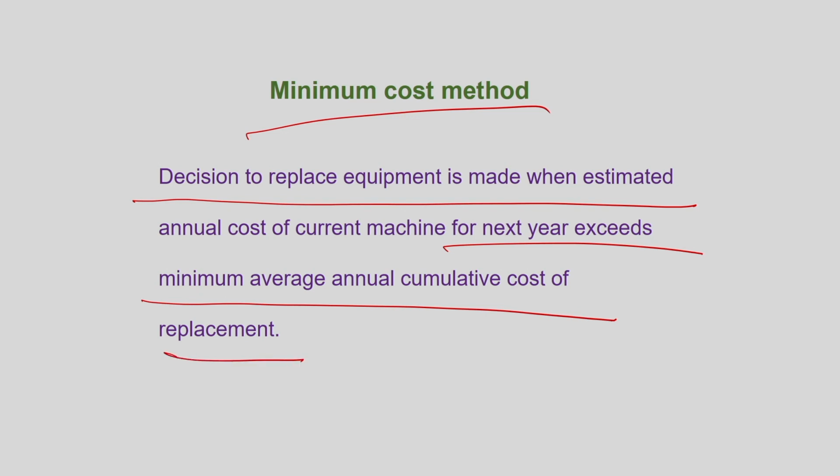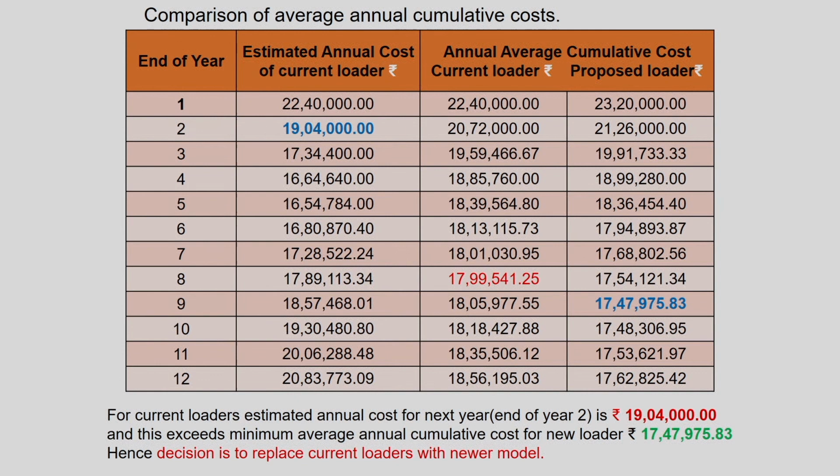So, you are going to compare the annual cost of the current machine for the next year with the minimum average annual cumulative cost of the proposed machine. When the annual cost of the current machine is higher, that is the time you have to plan for the replacement. Now let us compare, as per Dr. James Douglas's guideline, the estimated annual cost of the machine for the next year. Because the current loader is already 1 year old, we are finding the estimated annual cost for the second year. The second year value is 19 lakh 4,000.